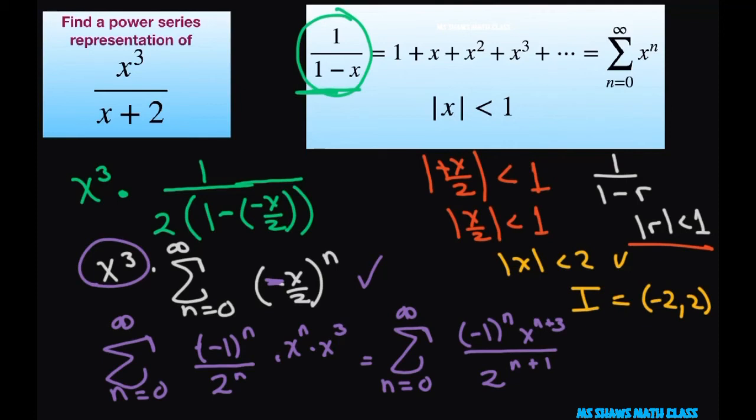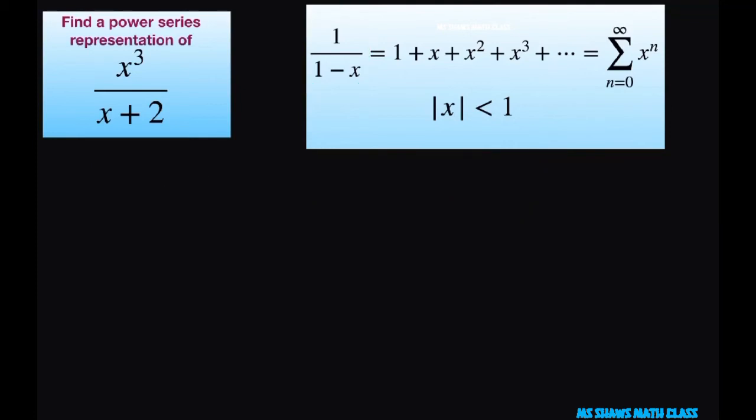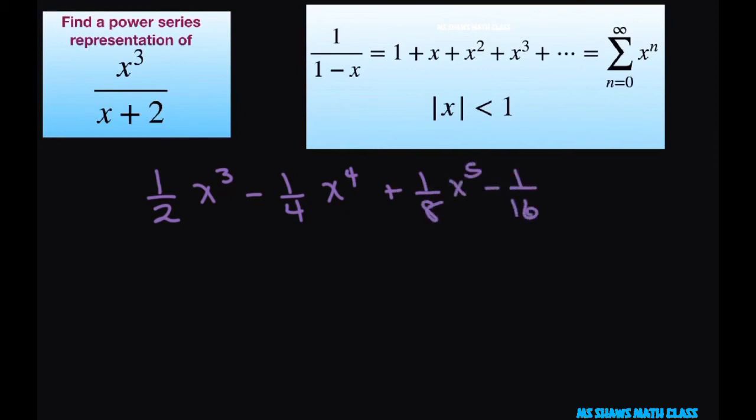Now let's expand this to 1 half x cubed minus 1/4 x to the 4th plus 1/8 x to the 5th minus 1/16 x to the 6th, and so on.